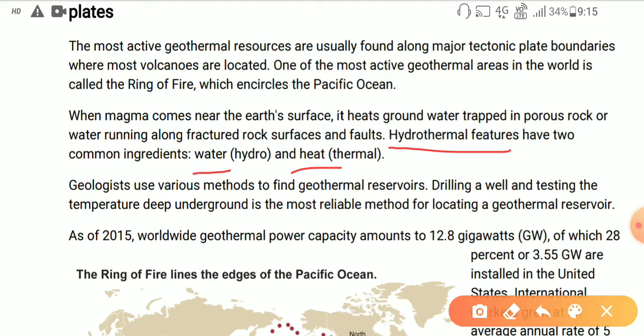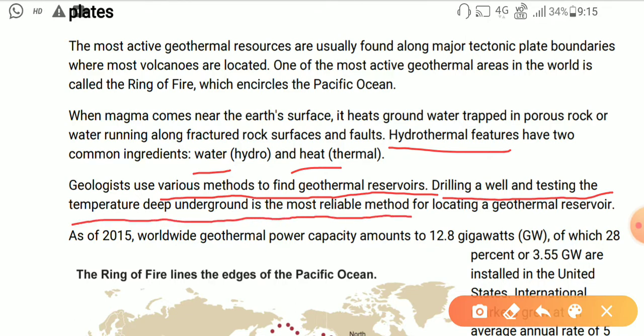So geologists use various methods to find a geothermal reservoir. That means finding from where you can collect that particular temperature so easily. Drilling a well and testing the temperature deep underground is the most reliable method for locating a geothermal reservoir.